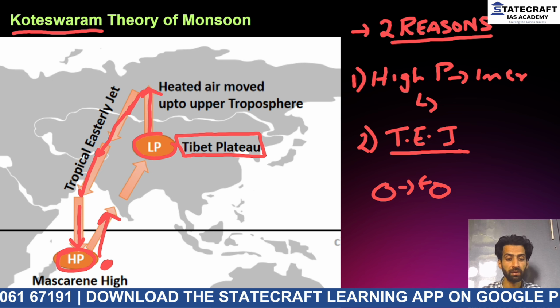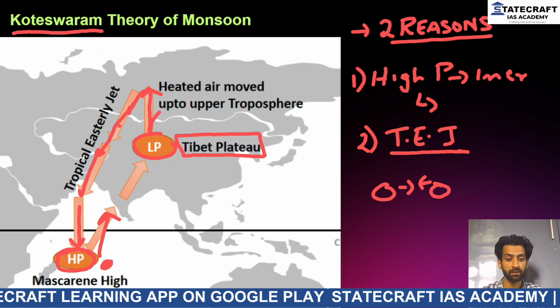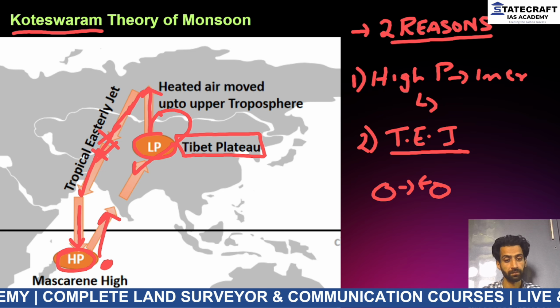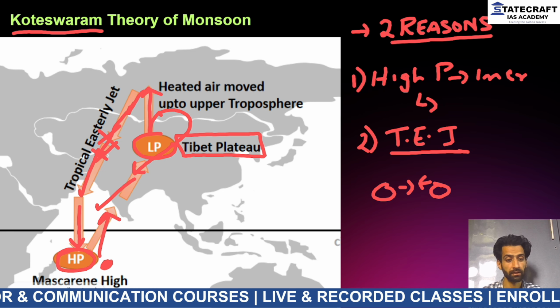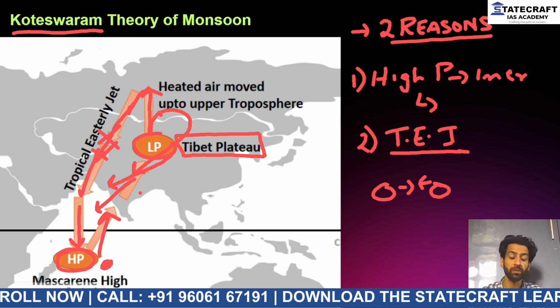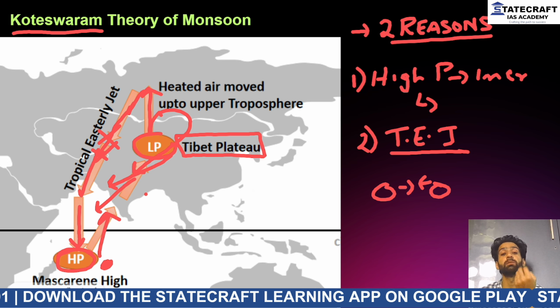Similarly, the jet stream that starts from here, this image is not correct. The winds move somewhat like this. Okay, then they go here. They create a kind of vacuum which attracts more air, more convection and more rainfall.